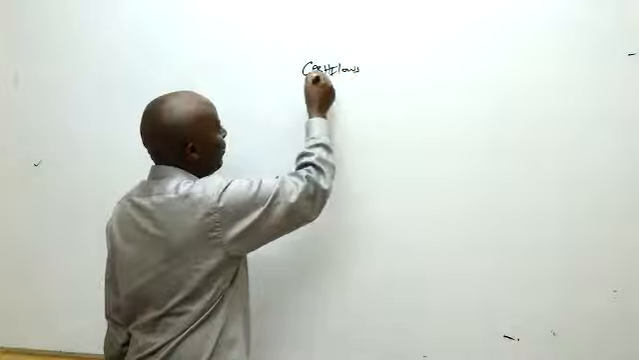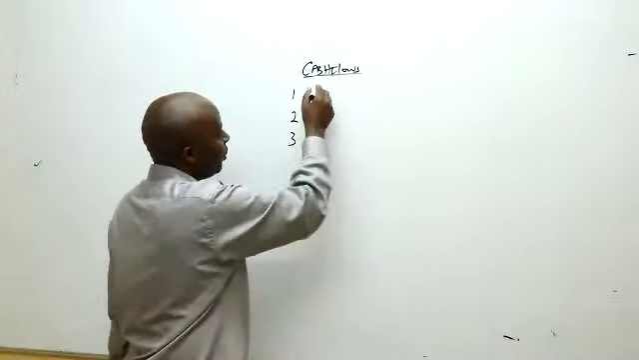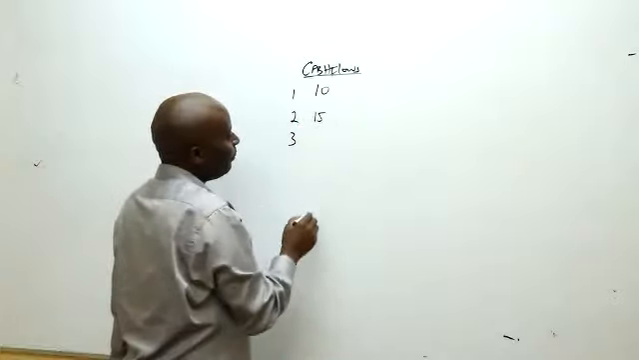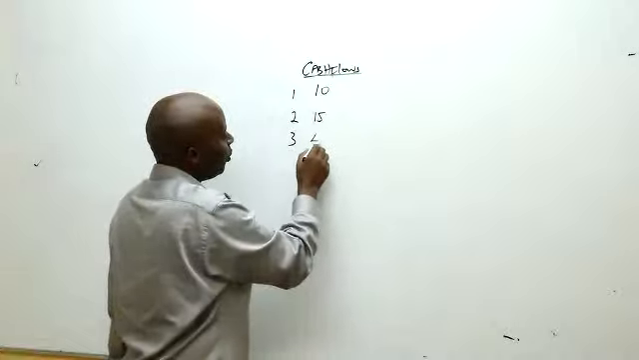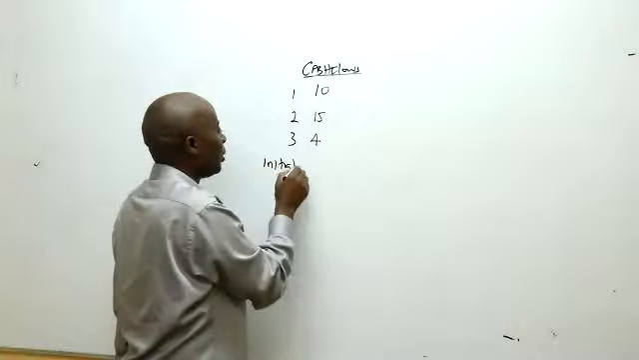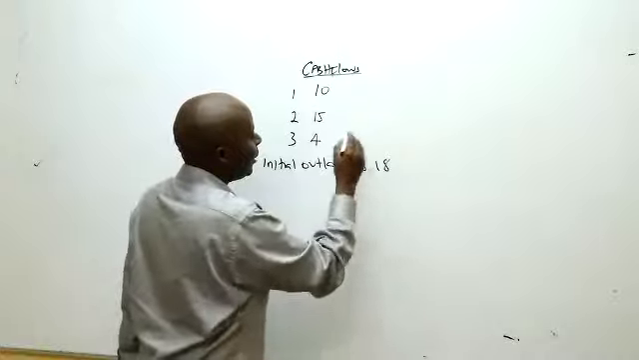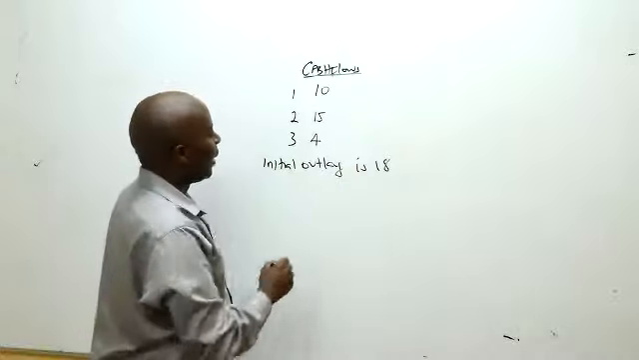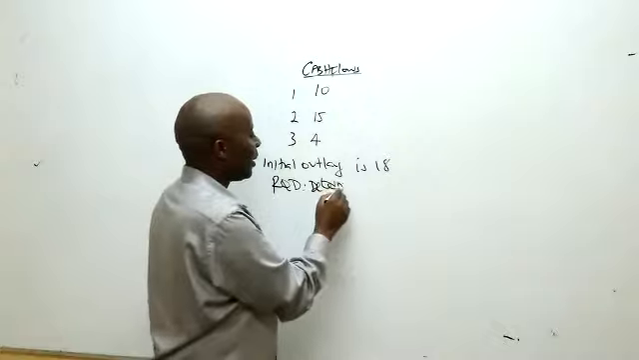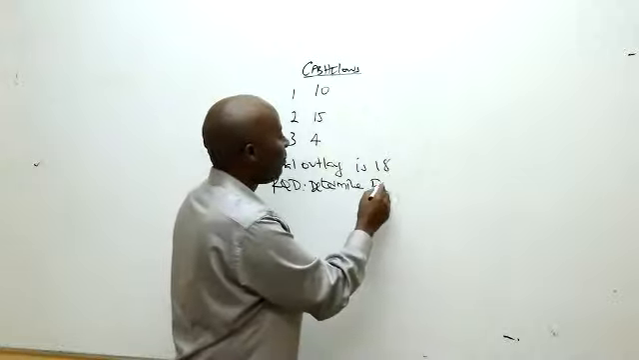Now, for example, you are given cash flows. The examiner gives you cash flows for year 1, year 2, year 3. Year 1 cash flow is 10, year 2 cash flow is 15, and year 3's cash flow is, for example, 4. And then he tells you that the initial outlay is Kenya shillings 18. You are required to determine the normal payback period.